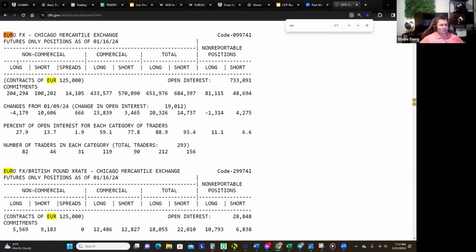And so we actually use both data points. We use commercials and non-commercials for different things. I use non-commercials to figure out my long-term entries, my long-term positions, and I use commercials to figure out my shift. So when these guys shift, that usually has a big effect on the market the following week. And that's why I've done that.